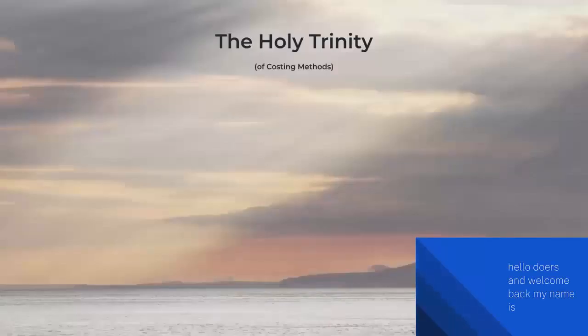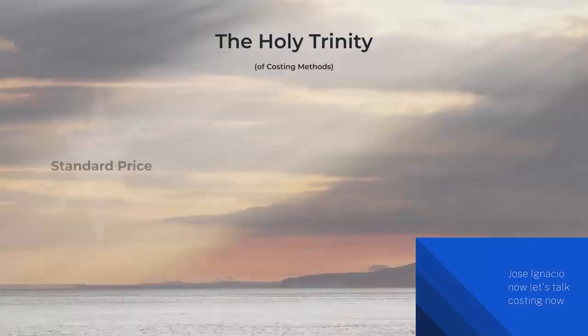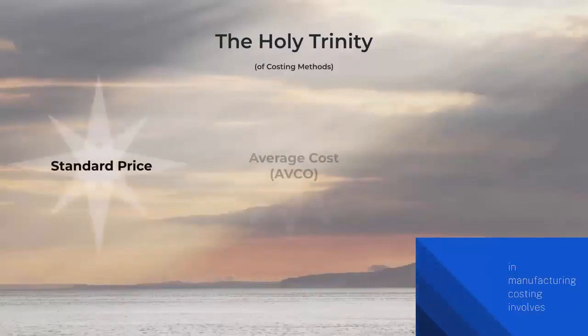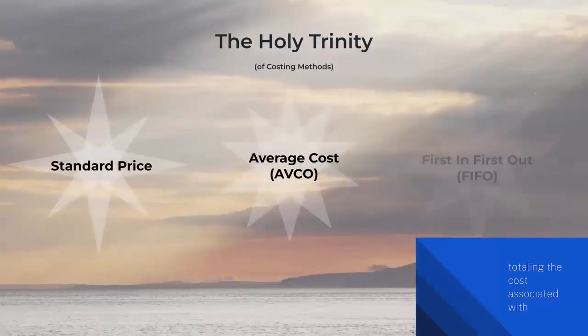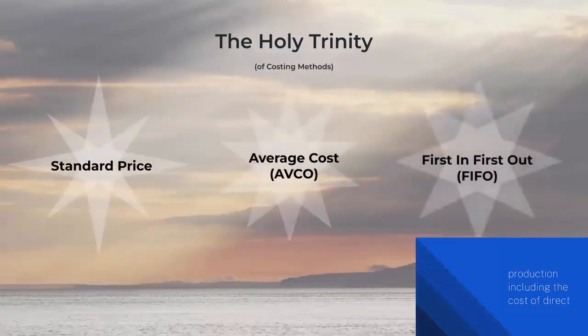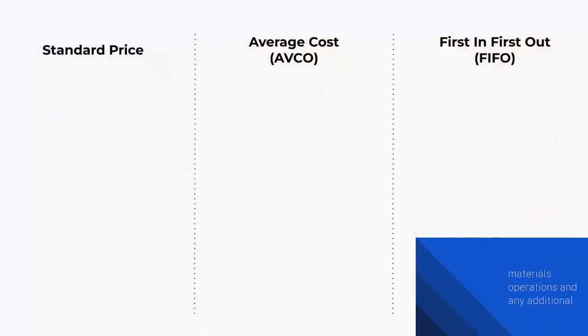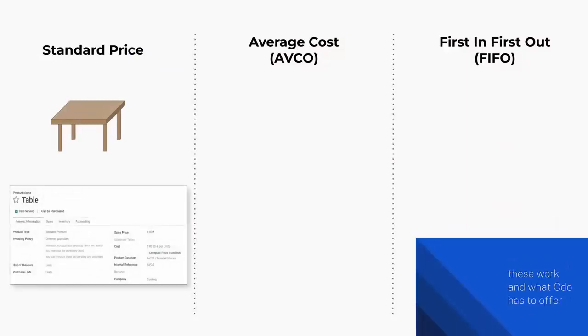Hello doers, and welcome back. Now, let's talk costing. In manufacturing, costing involves totaling the cost associated with production, including the cost of direct materials, operations, and any additional overhead you might have. Now, in the next couple videos, we'll cover how each of these work and what Odoo has to offer when it comes to them, and how to configure them.